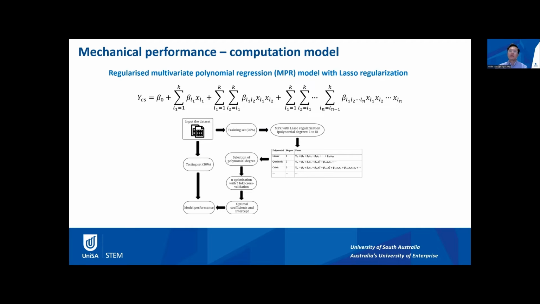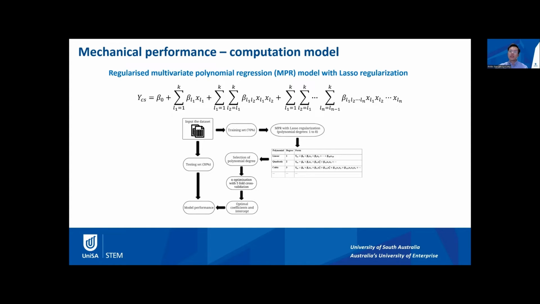The MPR model is a type of regression analysis that can model the complex nonlinear relationship between an output variable and one or more input variables in high degree polynomial functions. The detailed procedure for constructing the MPR model is shown here. The dataset used for the MPR model was randomly divided into two subsets, the training set and the testing set, with a proportion of 70% and 30%.